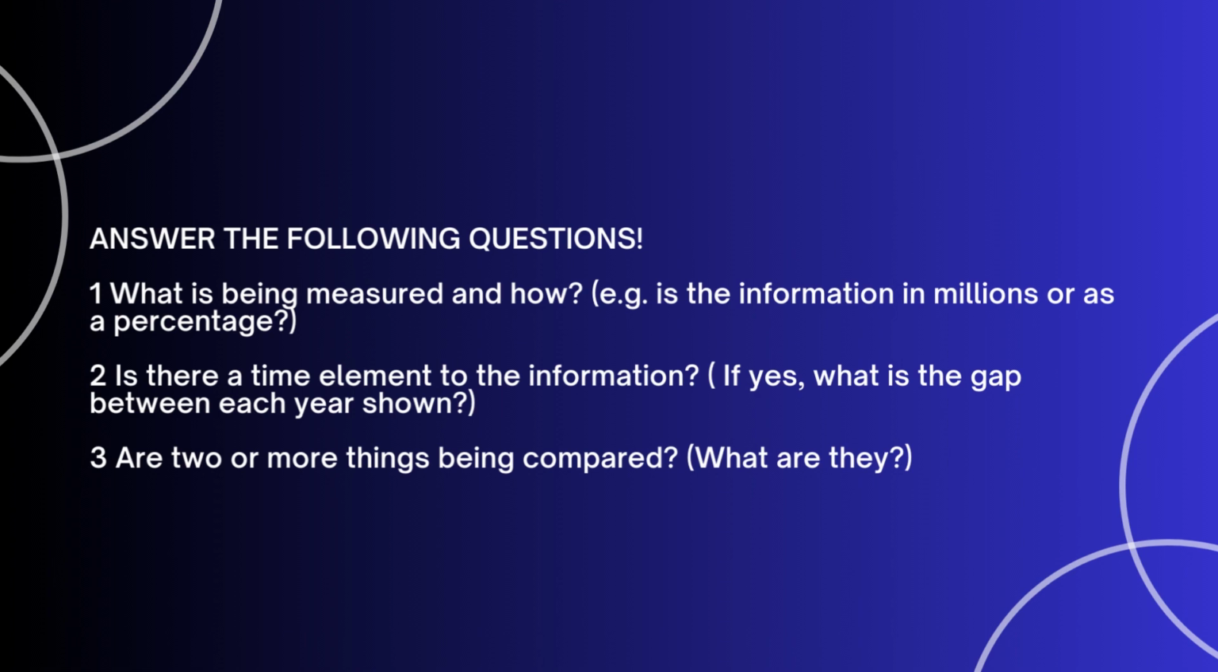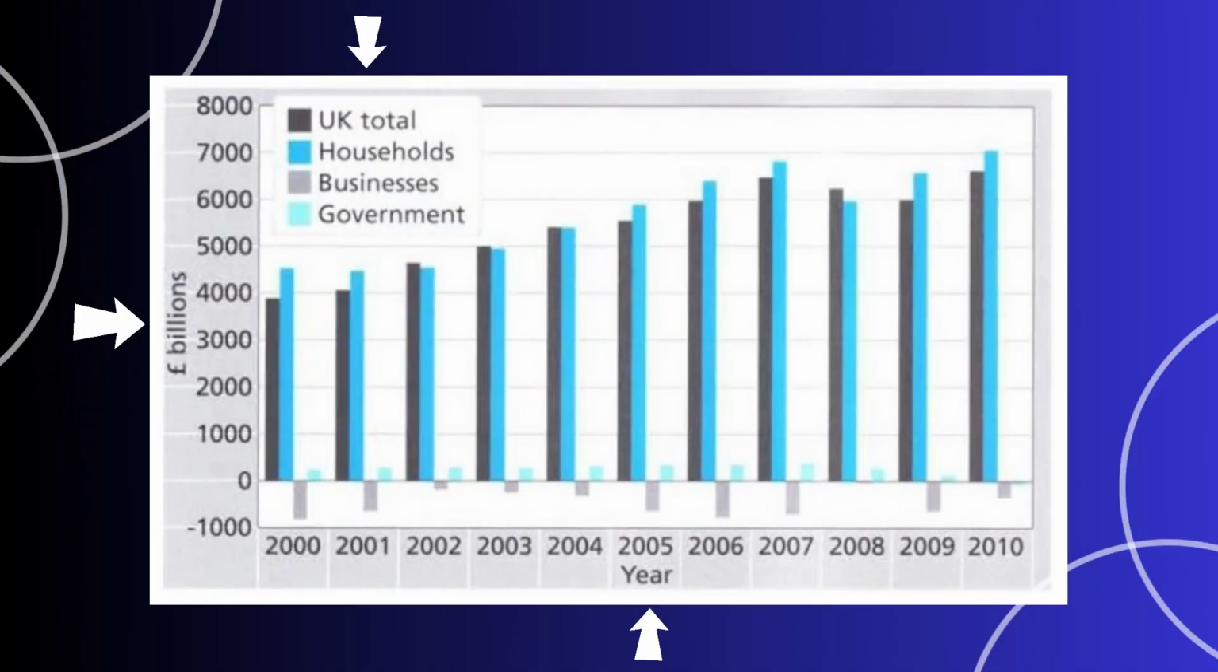And the third thing you need to care about is, are two or more things being compared? So is there a comparison going on? So let's go back to the image. So we see that yes, we see a lot of information. We see the numbers are in billions. It's billions of pounds. Then there is year, that is a timeline. And then things compared are the total of UK, and then the 3 categories are households, businesses, and government.